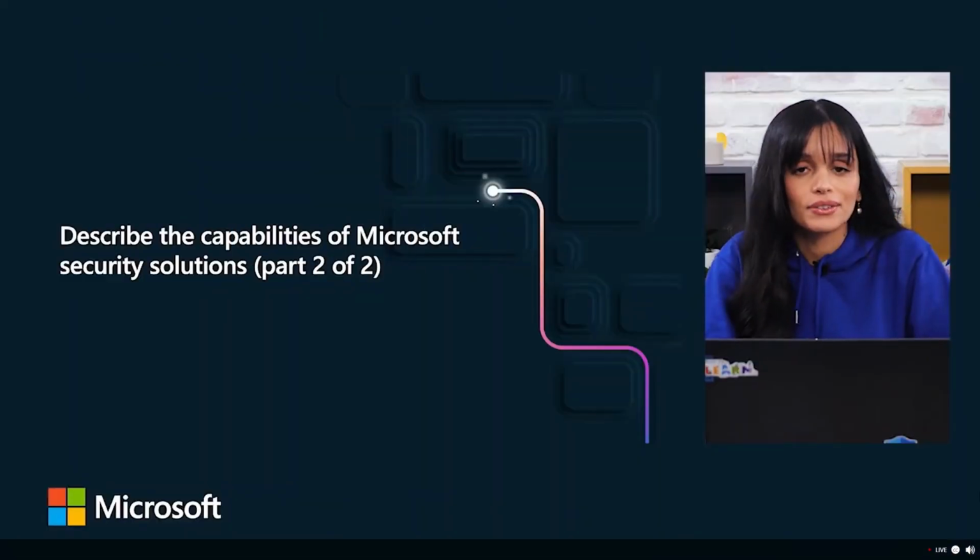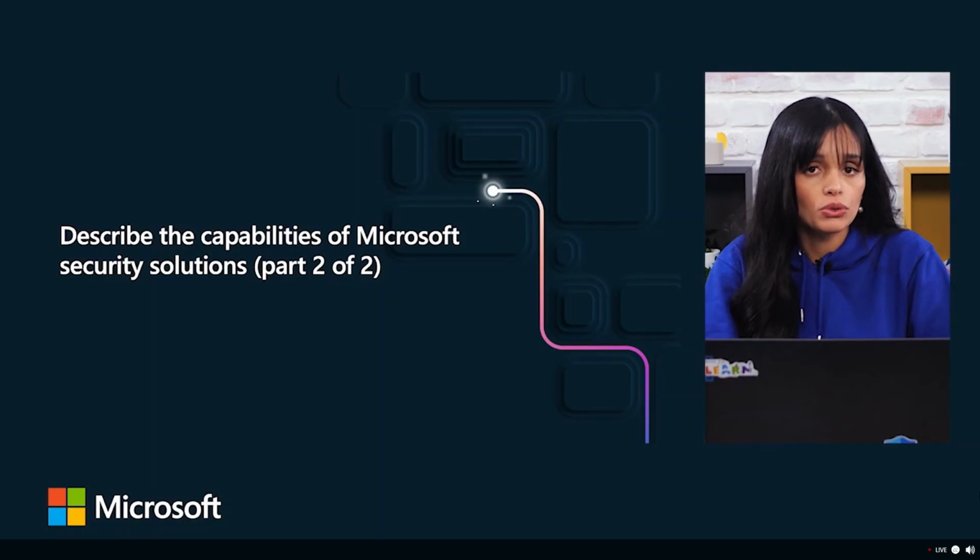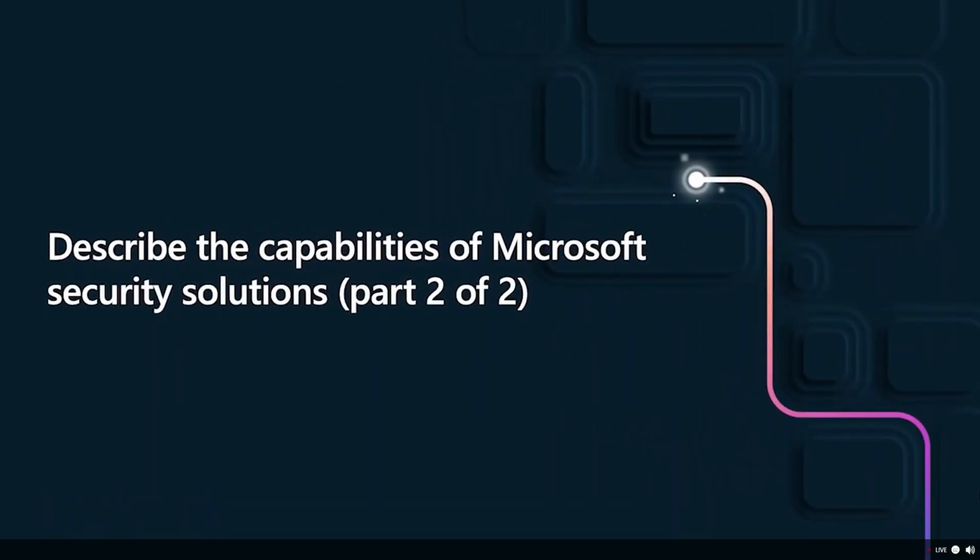As a reminder, all the material for this session and the first one can be found on the learning path at aka.ms/SC900. Let's start with session 4.